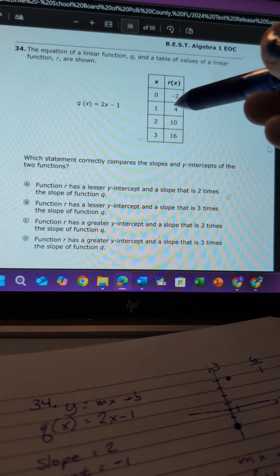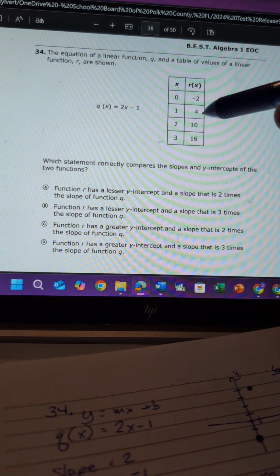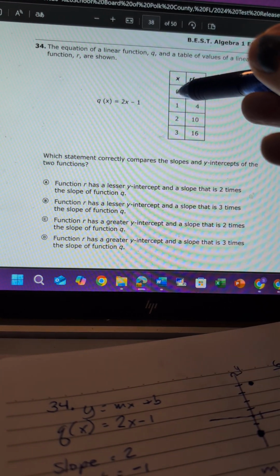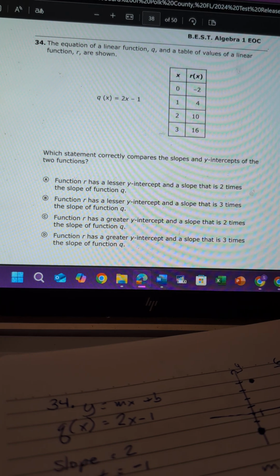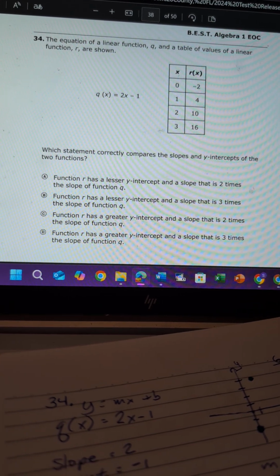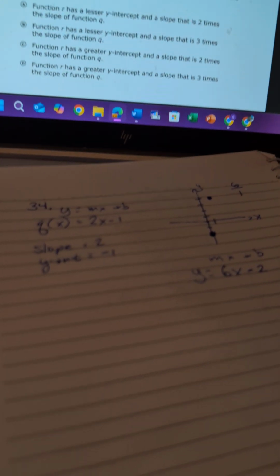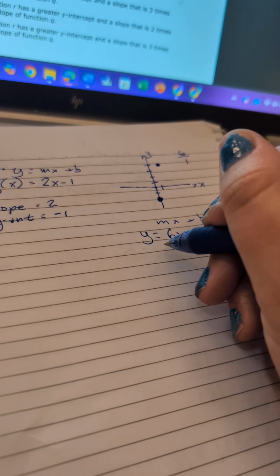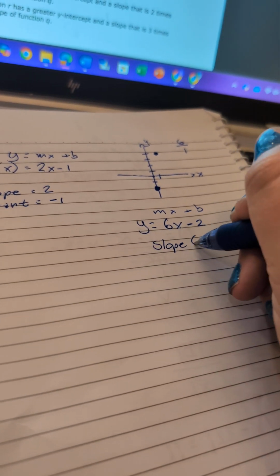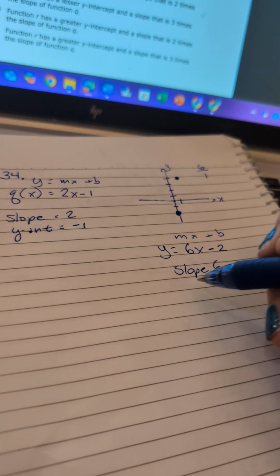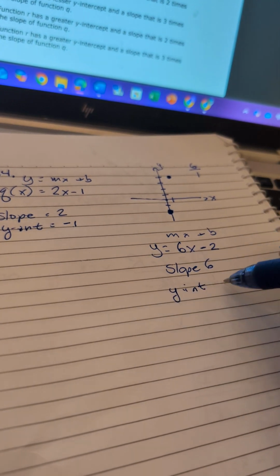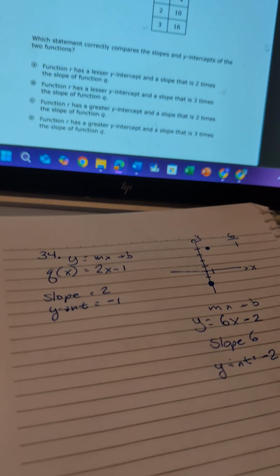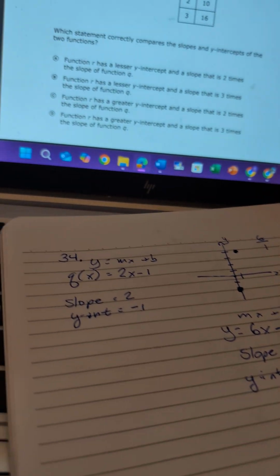You could also, if you wanted to, use slope equals y2 minus y1 over x2 minus x1. You're going to get the same result. So if you want to use the equation, that's fine. I prefer to graph things. So slope 2, over here we have a slope 6, y-intercept -1, y-intercept -2. And that sound is the dog chewing on my chair.